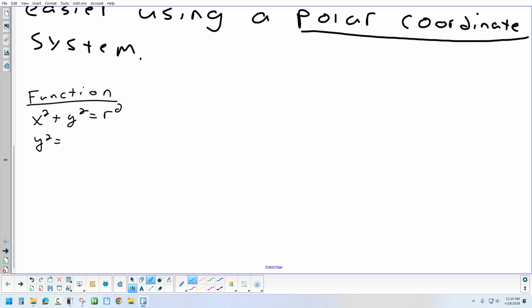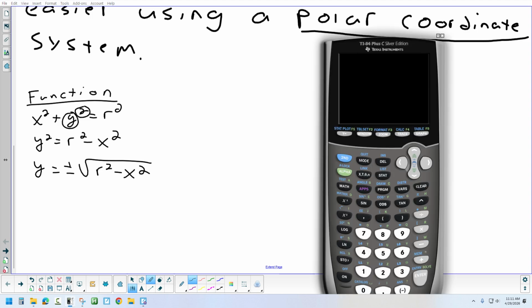So what I'm going to do is, anytime I want to type something in on the graphing calculator, I need to have y by itself. Okay? So I have to take the equation that they normally use for a circle, and I have to get this alone so I can type it in. And if you subtract the x squared to the other side, and then take the square root, you can get the y by itself. All right, so I'm going to type that in, and again, I'm going to do a circle of a radius of 3.